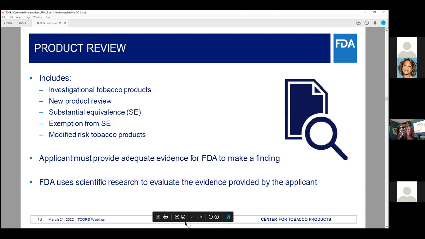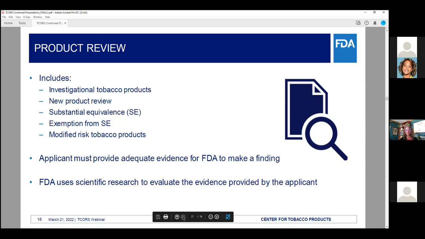Applicants must provide adequate evidence to the FDA to make our findings or to make our decisions. So we've talked through some questions that we might ask as we're reviewing these applications, but it really is upon the applicant to provide the evidence. FDA, though, will use all available scientific evidence to evaluate what's presented to us in these applications, and that includes the tobacco regulatory science field as a whole, but really any research that informs a regulatory activity can be considered tobacco regulatory science. Next slide, please.